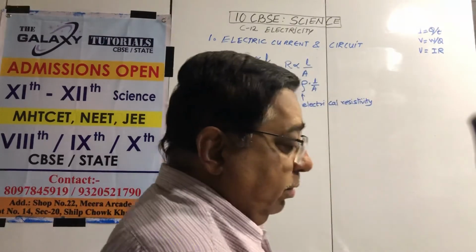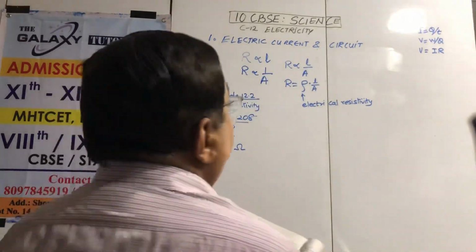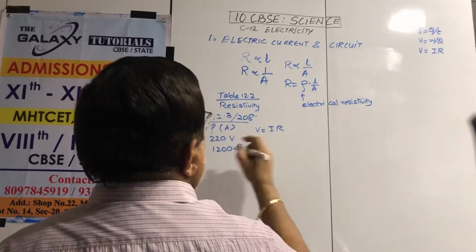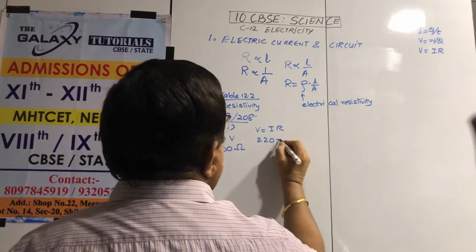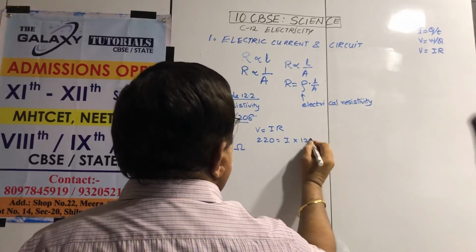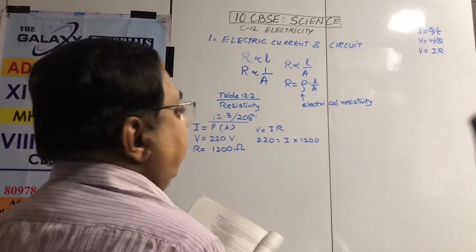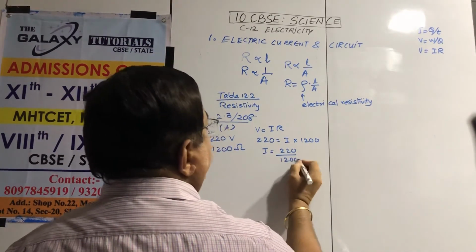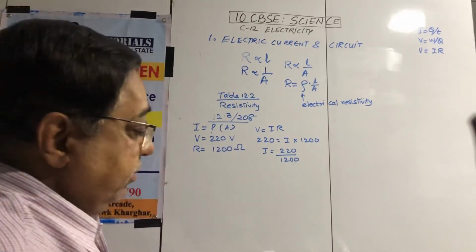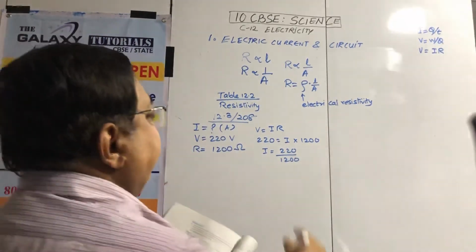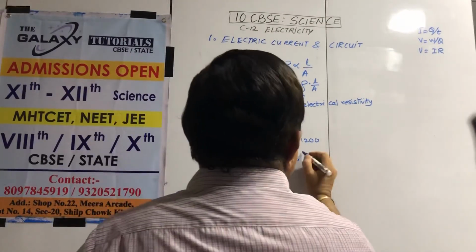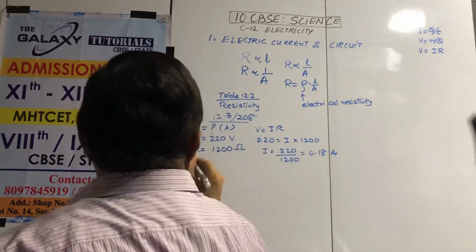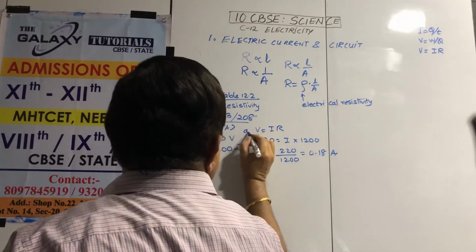We will look at this first. Now, as you can see, we have got a formula there. V is equal to IR. V is 220, I don't know, and R is 1200 ohms. So I is equal to 220 divided by 1200. When you divide, cancel 0, divide by 2 and all, you will get 0.18 amperes as the answer. This was part A. I will write A here.